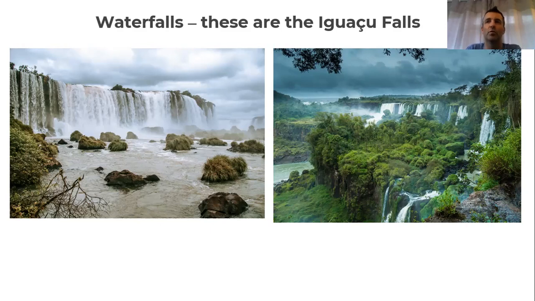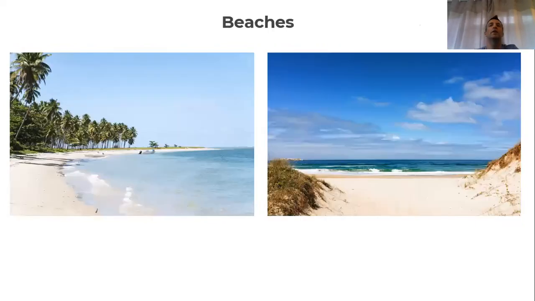So we've looked at the waterfalls, we've looked at a rainforest, we've looked at a mountain. Another really important physical feature of Brazil is the coastal plains or the beaches. So Brazil has one of the longest coastlines in the world, and it's on the east of the country and on the east of the continent of South America. And the coastline of Brazil runs for 7,400 kilometers. So it's a really, really long coastline.